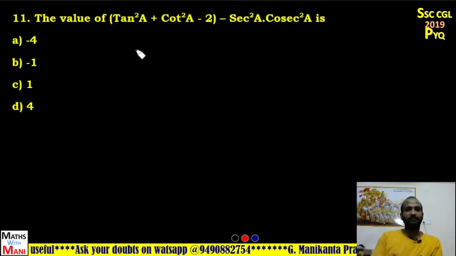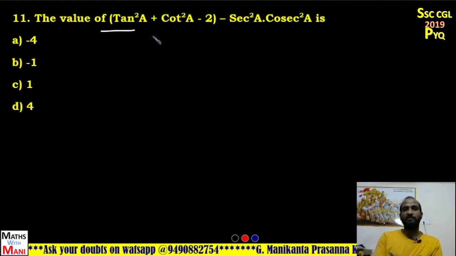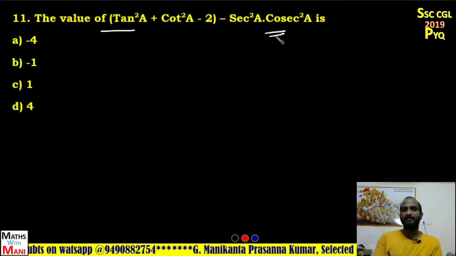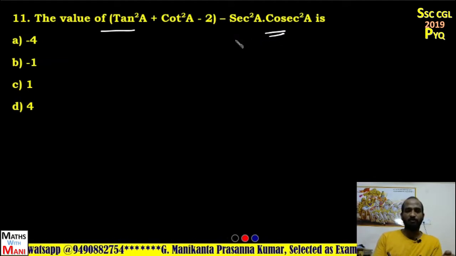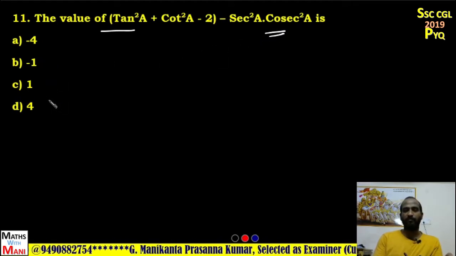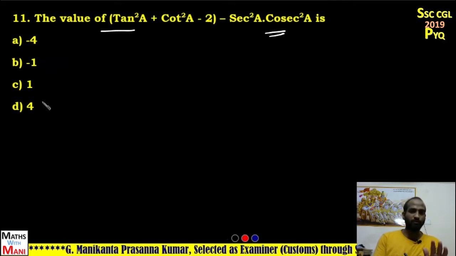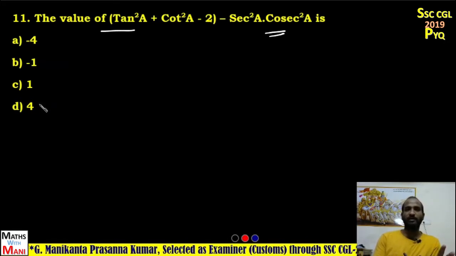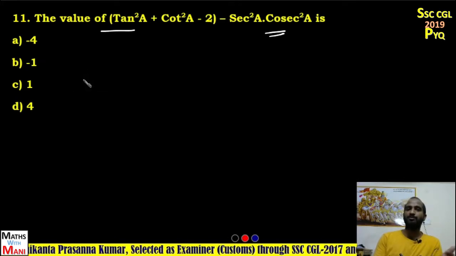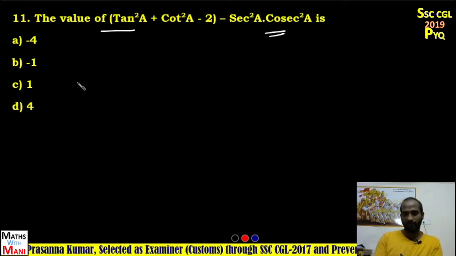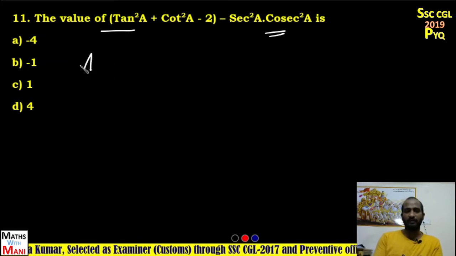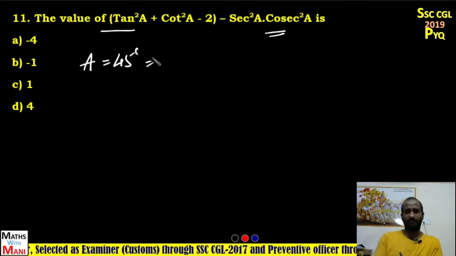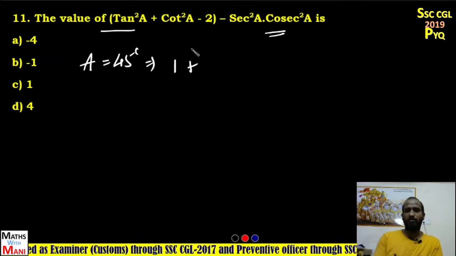Let's see the 11th one. The value of tan square A plus cot square A minus 2 minus secant square A into cosecant square A is equal to. Here the options are minus 4, minus 1, 1, 4. Whenever tan, cot, secant, cosecant, any one of these four trigonometric ratios is there, then put a substitution. As per substitution, you have to take 45. So I'll take A as 45 degrees. Now tell me, tan 45 is 1, cot 45 is 1, minus 2. So 2 minus 2 is 0.